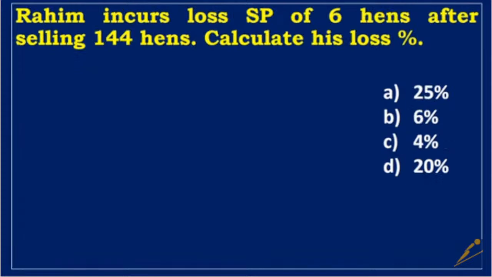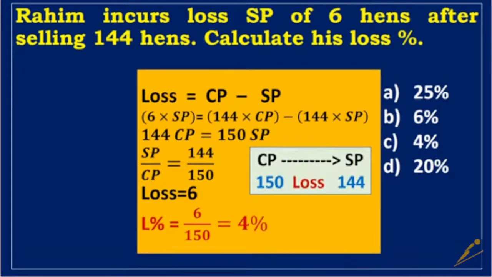To better comprehend this loss percent concept, Rahim incurs a loss of selling 6 hens after selling 144 hens. Calculate his loss percent. We know that the loss from the sale of an item is equal to the difference between the cost price and the selling price. Based on the given data, the selling price of 144 hens would be 144 into the selling price, and its cost price would be 144 into the cost price. The shopkeeper incurs a loss of selling 144 hens would be 6 into the selling price.